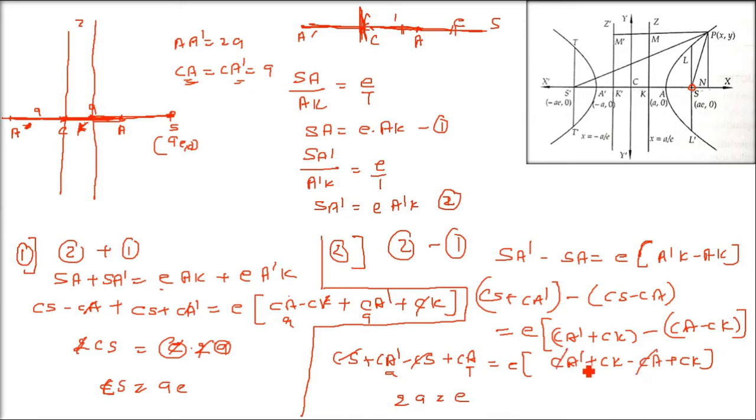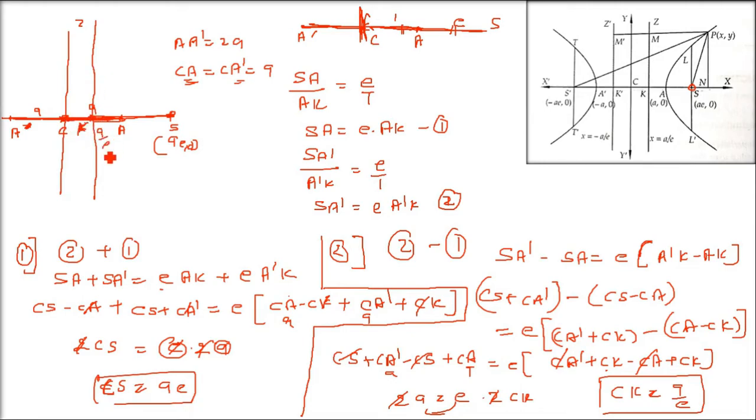Now what about this CA dash CA gets cancelled? You will get 2CK. So E into 2CK you can write. 2 gets cancelled. Take E in the denominator. You will get CK as A by E. Now the second thing you also wanted, and we got it. CK is the distance from the center to the directrix. So the point K is A by E, 0 if I take C as 0, 0 or origin. So both the points we have.